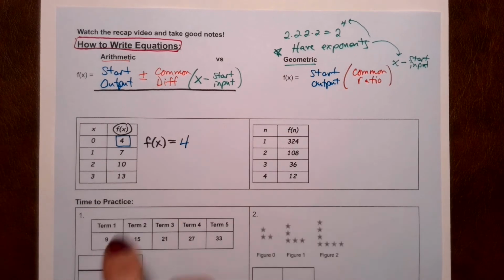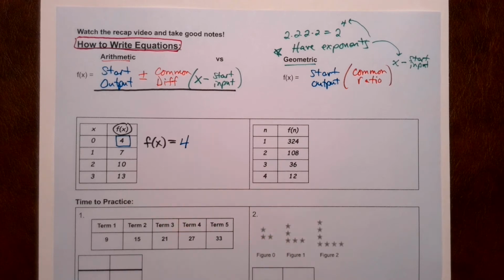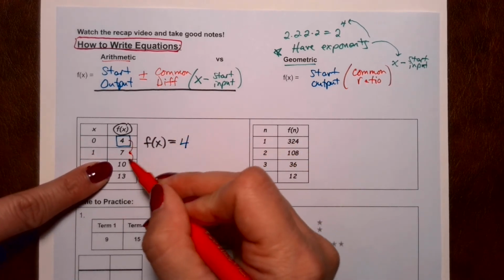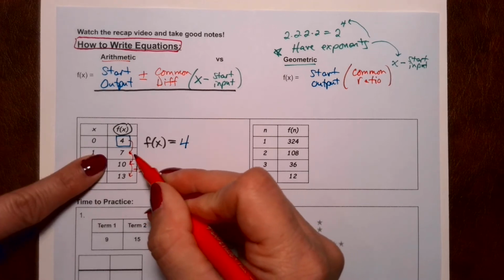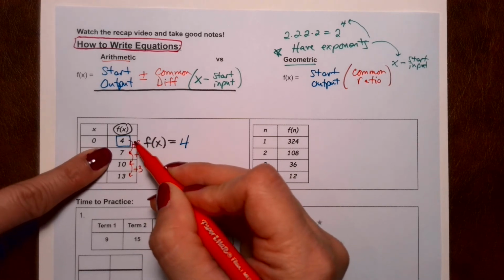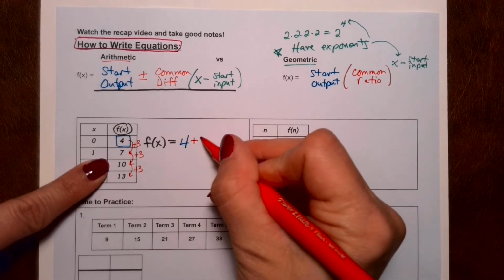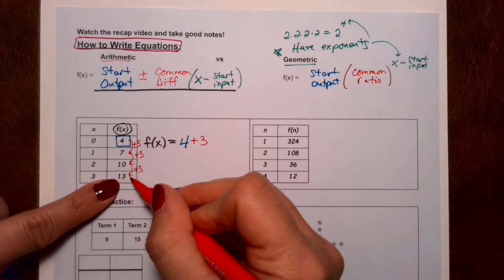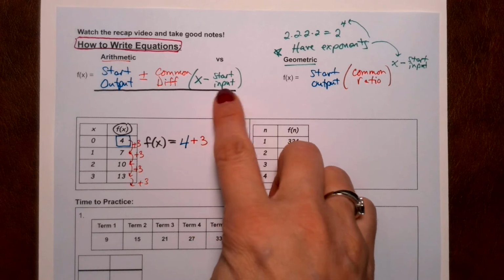Now I have to figure out what the pattern is. What's happening with these numbers? A 4 turned into a 7 to a 10. They're getting bigger. It looks like they're adding 3 each time. Let's just make sure. 4 plus 3, yep, each time. It has to constantly be plus 3. So we're going to add plus a 3. But it's not just 4 plus 3, because the plus 3 keeps going and going. And so now it's time to adjust.